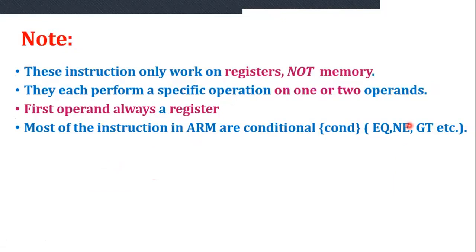If you take any instruction, for example BNE, branch not equal, BEQ, branch equal, similarly we are going to use BGT, branch greater than or equal, and so on. So these are all conditional. It's optional; if you want, you can take it, otherwise we can leave it. It depends upon the programming. These are the instructions we generally use.